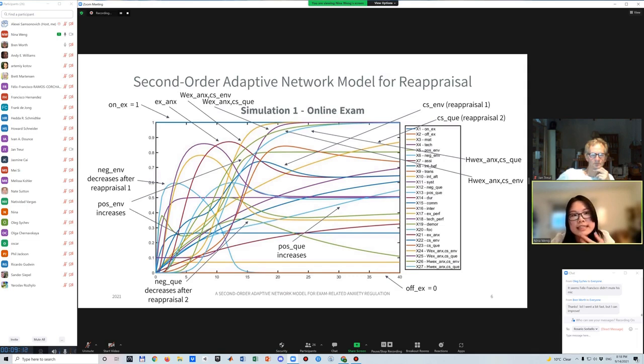Just like we said, it is the second order adaptive network. So we can see the W states and the H states here. And with the processing, they're increasing and controlling the whole system.